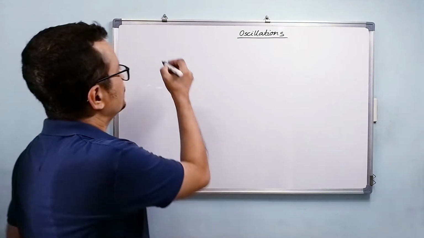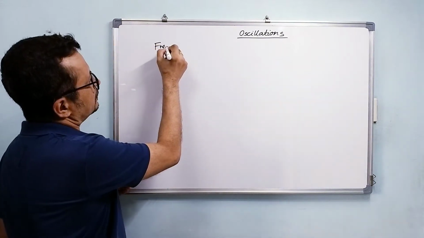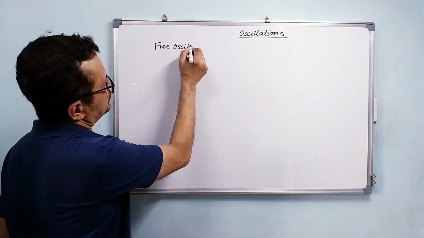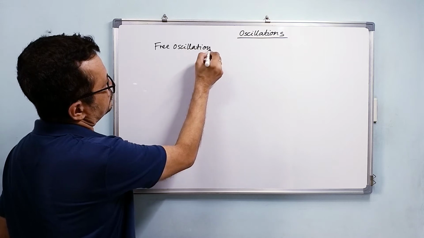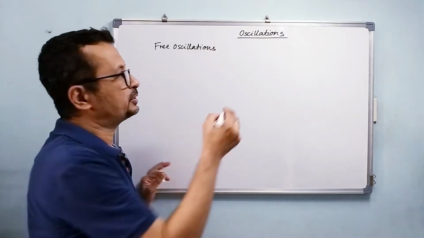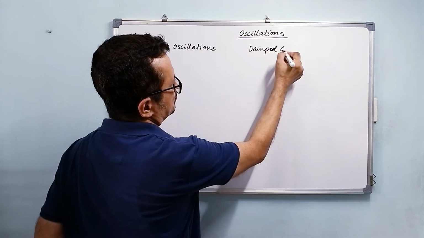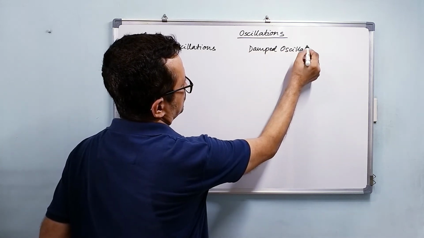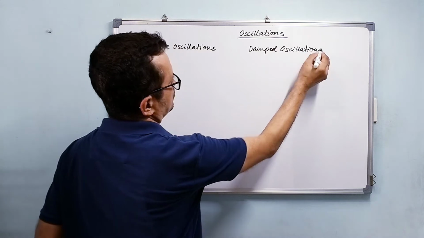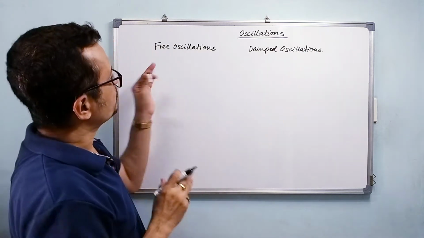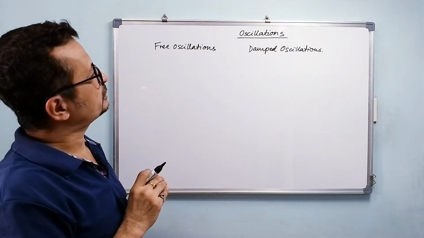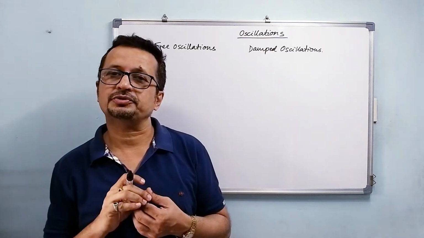So we have free oscillations, and then we had damped oscillations. Now here, free oscillations and damped oscillations, let us see what are the differences between the two.